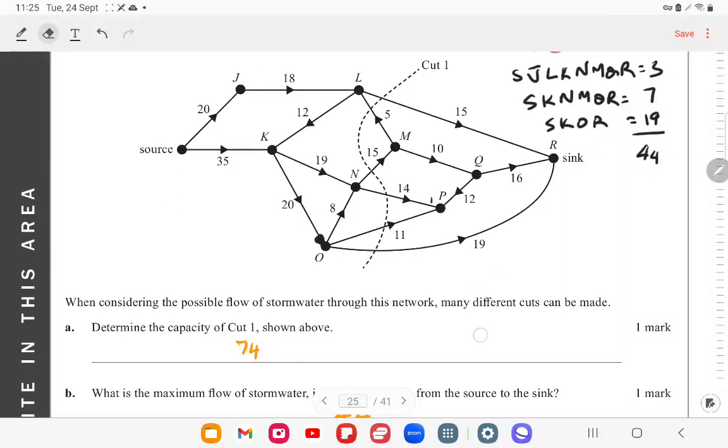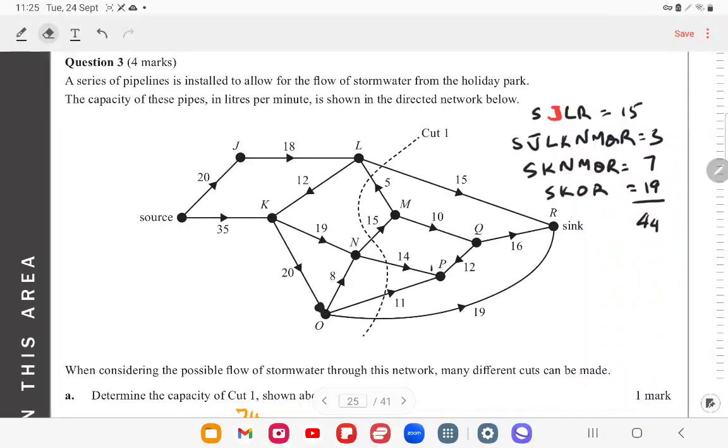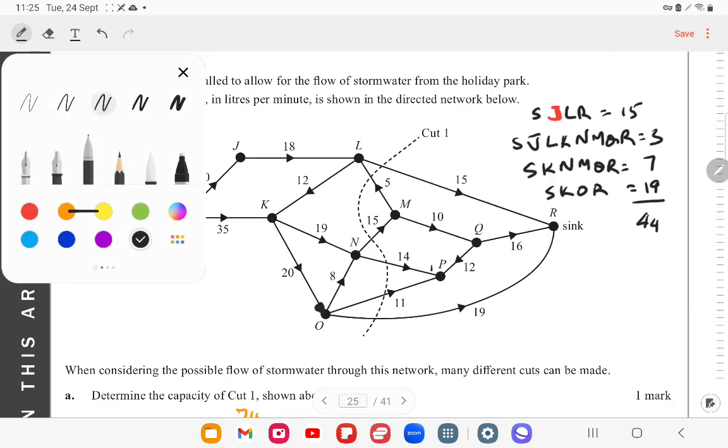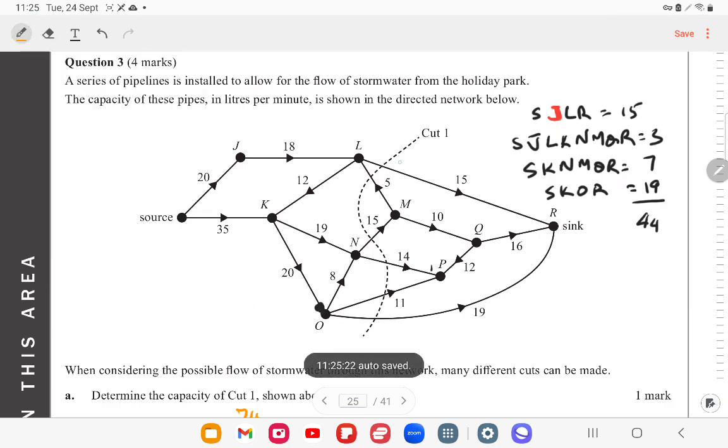So let's look at the first question. Determine the capacity of cut 1. Now, for those of you who don't know how to calculate the capacity of a cut, you include all those pipes which flow from the source to the sink. And so first I usually indicate where it cuts on the diagram. So for cut 1, it cuts here, it cuts there, and there.